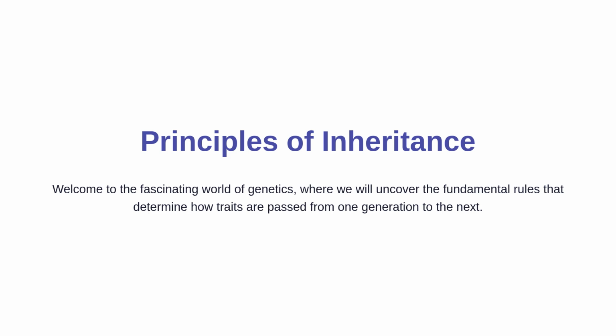We will explore Mendel's laws of inheritance, specifically the principle of segregation and the principle of independent assortment. By the end of this lecture, you will understand exactly how traits are passed from one generation to the next, and you will even be able to predict the genetic outcomes of various pairings.